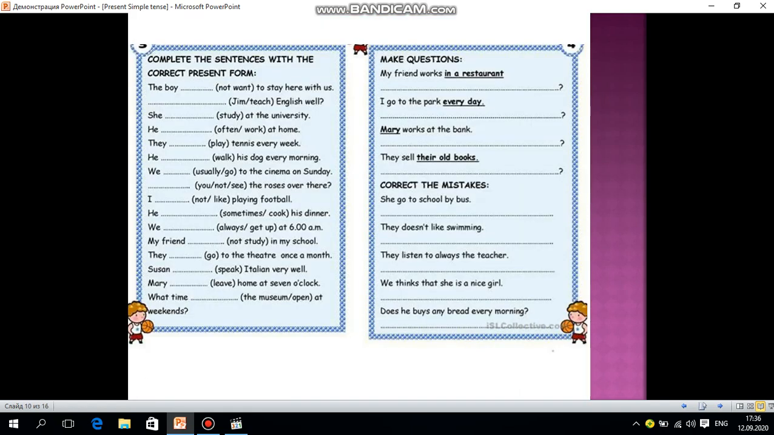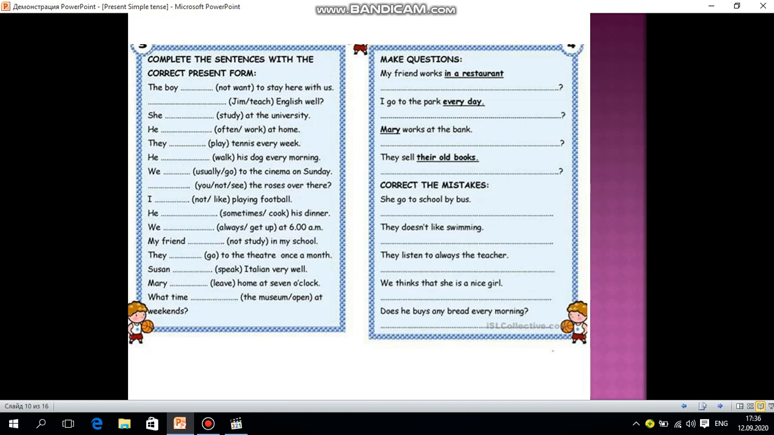There are some exercises. In the first exercise, you should complete the sentences with the correct present form. Example, the boy not want to stay here with us. The correct form is, the boy doesn't want to stay here with us. In this sentence, you should put the question, does Tim teach English well? Okay, the third sentence is positive. You should put the verb into the correct form. She studies at the university.